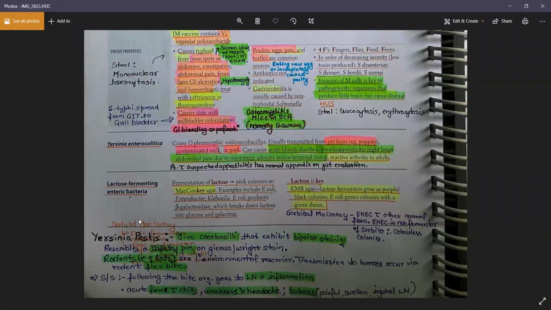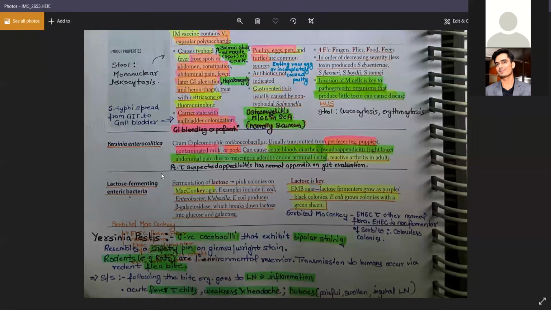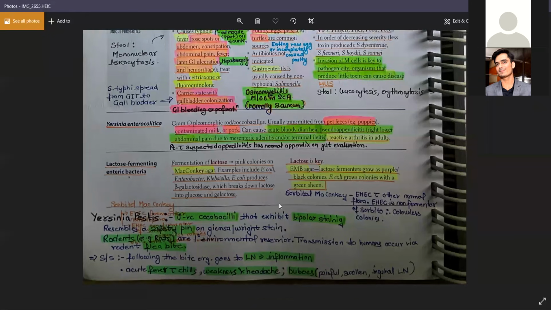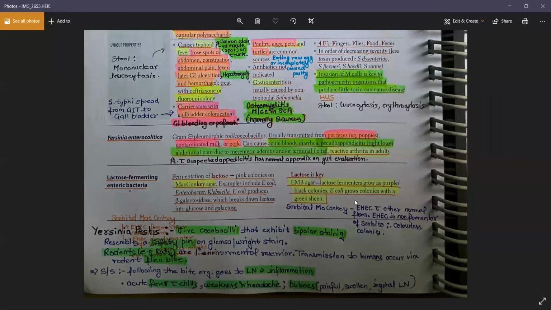Then comes the lactose fermenting bacteria. Like we already discussed, MacConkey agar is used to differentiate between the lactose fermenting and the non-lactose fermenting. And I have told you about this mnemonic, which is all the bacteria that ferment lactose. That includes your E. coli, Enterobacter, Klebsiella, okay, and Citrobacter. And then you need to know about just one more agar, which is the sorbitol MacConkey agar.